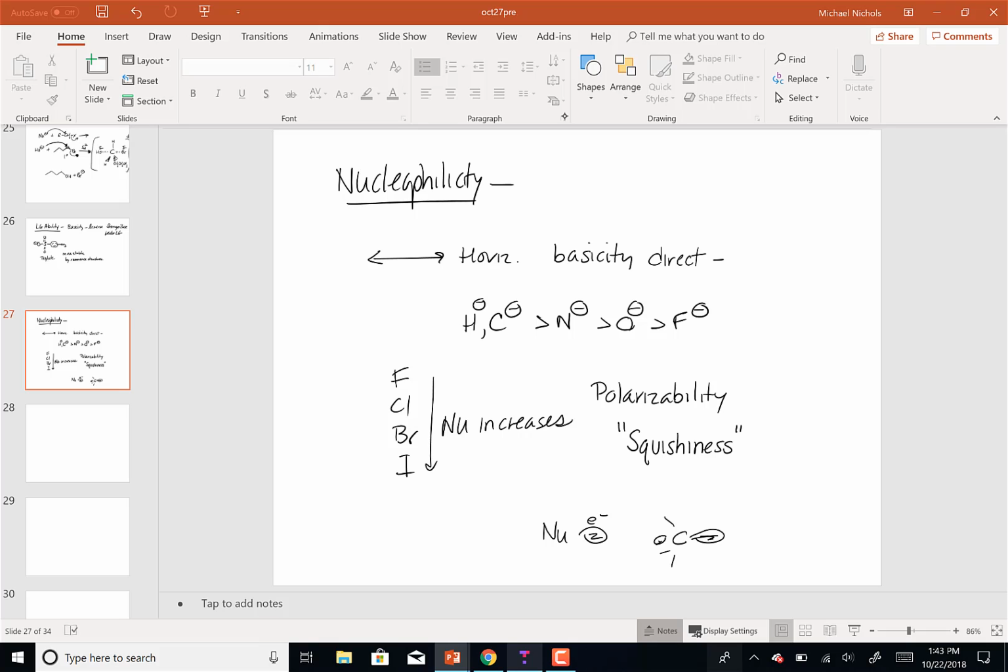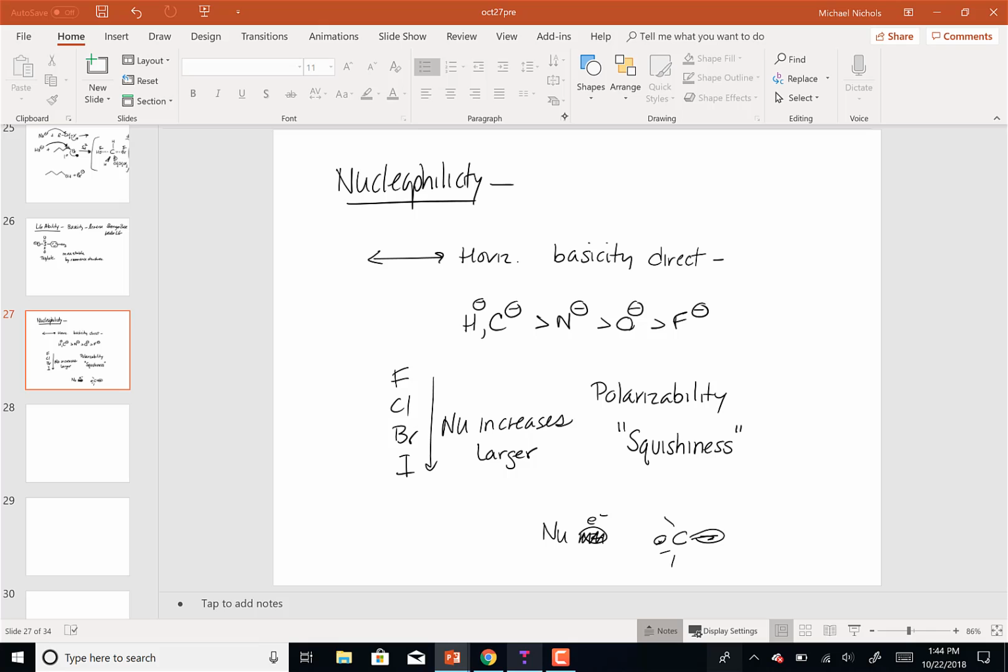So what happens to atomic size as you go down the periodic table? It increases because you're adding more electrons, right? So the same thing's true for an anion. As we go down the periodic table, the nucleophile gets larger. Now, as it gets larger, that means those outer electrons aren't held as tightly to the nucleus as they are when the atom's smaller. So when you have less firmly held electron density, you can move it around. And that's the squishiness. You can move it around and you can concentrate more of the electron density in the orbital that's then going to overlap with the carbon.